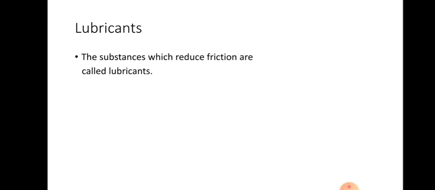This is because no surface is perfectly smooth. There may be some irregularities on the surfaces of the objects. There is nothing on the earth that is without irregularities. All surfaces have some irregularities, so we cannot reduce the friction to zero.